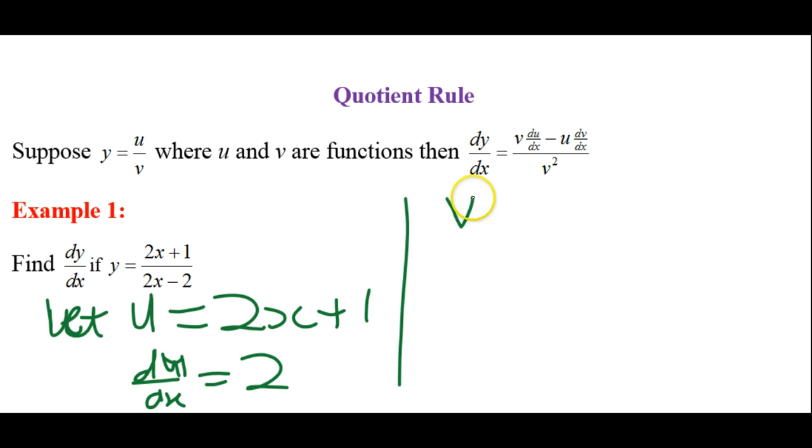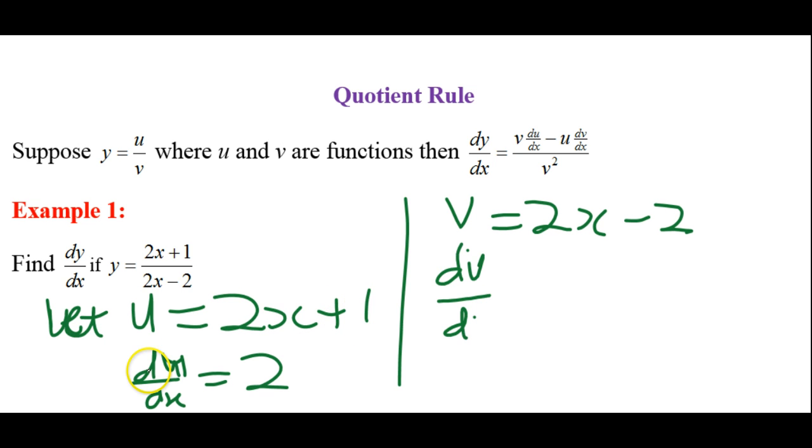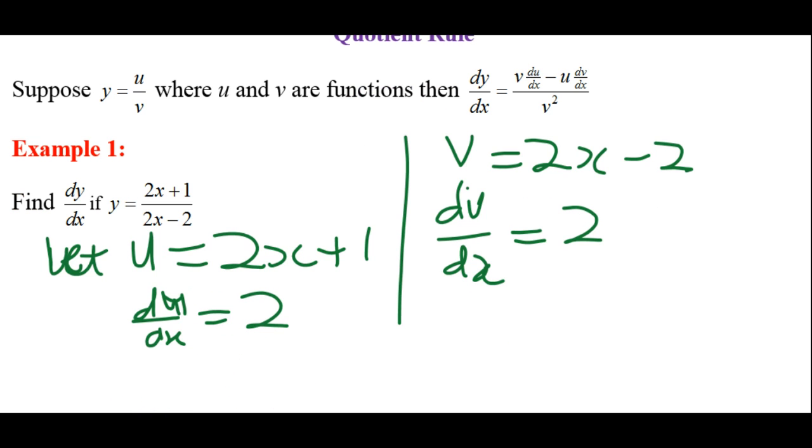Then I say let v be equal to the denominator, which is 2x minus 2, and I say dv/dx, here too I'll get 2 as my answer. Now the formula says that I should hold the v, differentiate the u, minus hold the u, differentiate the v, and divide everything by the v squared.